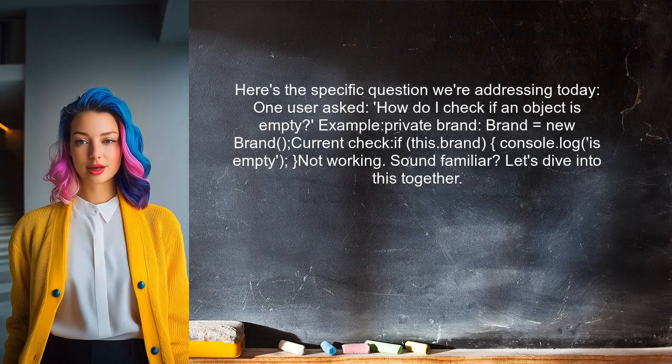Here's the specific question we're addressing today. One user asked, "How do I check if an object is empty?" They provided an example with a brand object, but their current check isn't working. Sound familiar? Let's dive into this together and find a solution.